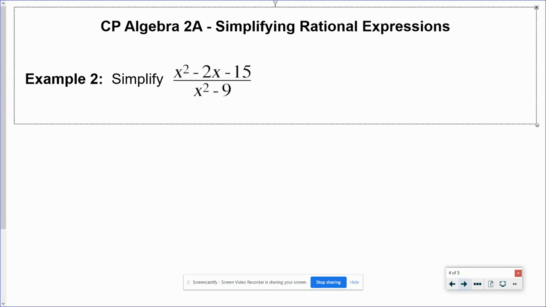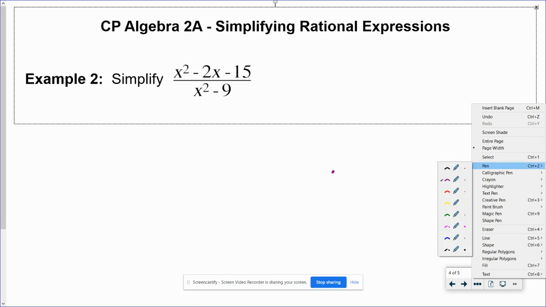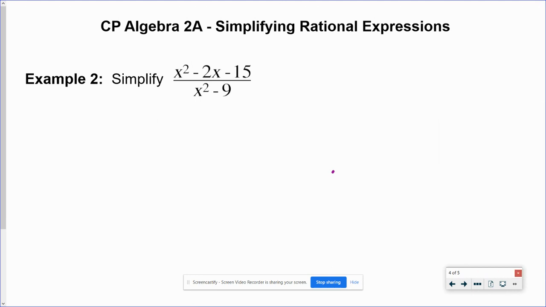Let's take a look at a second example. This time we're asked to simplify x squared minus 2x minus 15 over x squared minus 9. X squared minus 2x minus 15, those terms contain no common factors. The same thing with x squared minus 9. So what we're going to do is try to factor those using the techniques that we learned earlier this year and that we just reviewed.